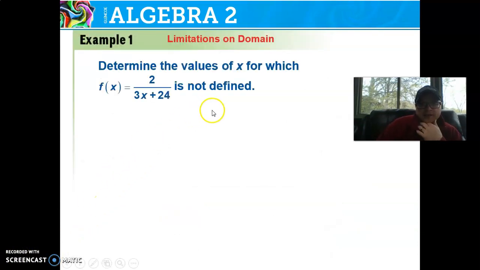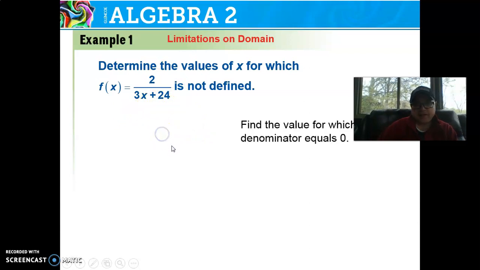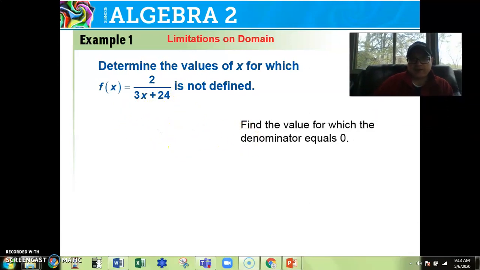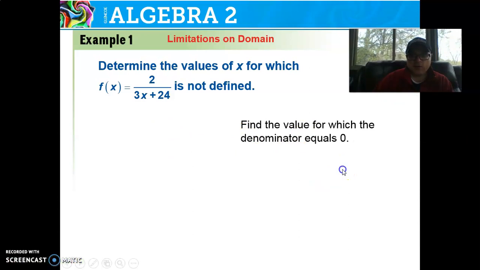So let's see if we can determine the values of x for which this function is not defined. So think about what makes this particular function undefined. Well, remember, you can't divide by 0. So we're going to find the values for which the denominator equals 0.